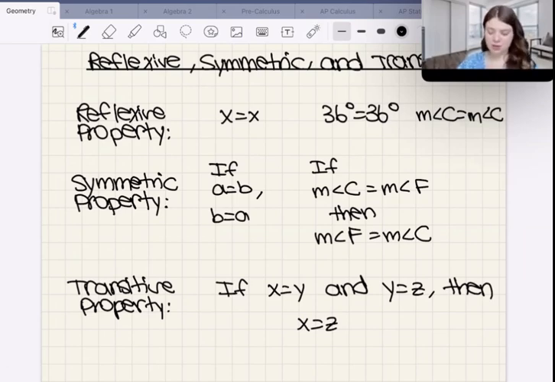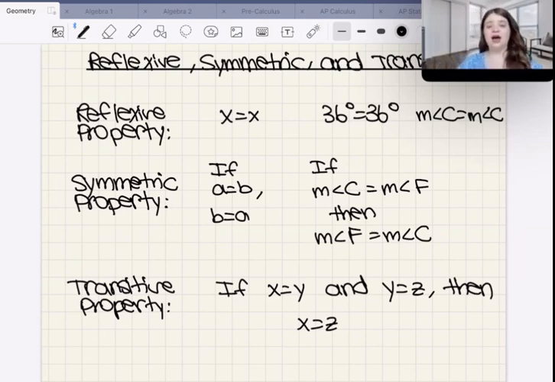And the last one I want to talk about here is transitive property. And this is a form of substitution. It says if x is equal to y and y is equal to z, then x is also equal to z. And this property is also something that holds true for all real numbers, right?